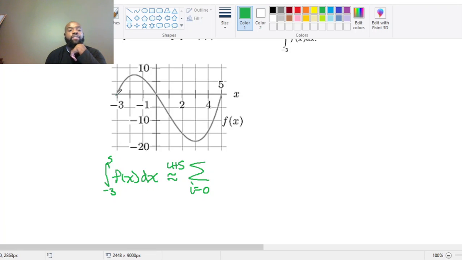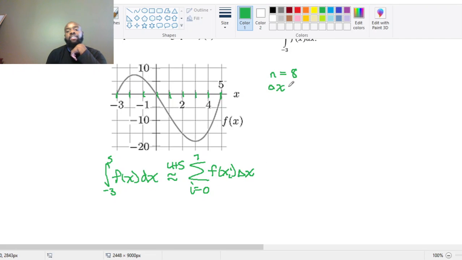So I start at -3, which is this endpoint, and I'm going to go to 5, and I'm counting by 1. So I have 1, 2, 3, 4, 5, 6, 7, 8 subintervals there. So I'm going to use n equals 8. All right, and since my left-hand sum goes from i equals 0 to n minus 1, that's going to go to 7 of f of x of i times delta x.